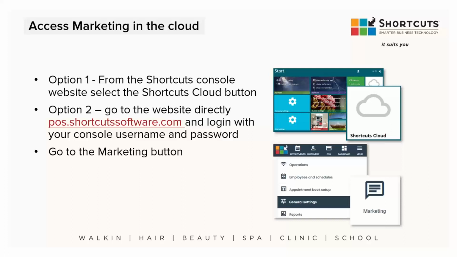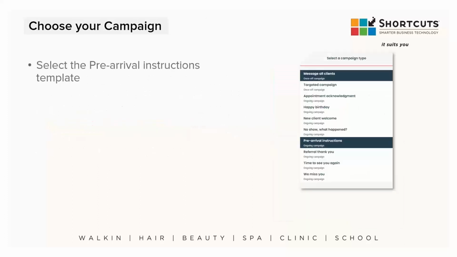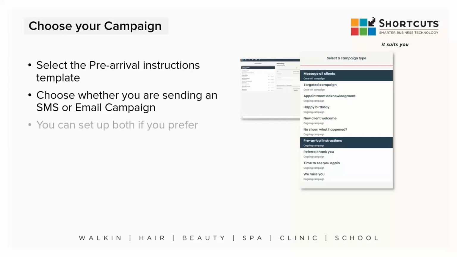And again, the marketing button is available for all tiers of customers. You don't have to be on our highest tier or even our middle tier. Everybody that uses Shortcuts, every salon, spa, barbershop, you all have access to marketing. So once you go to marketing, you've got all sorts of options here. You have your pre-arrival template, for example, but you also have your happy birthday, your we miss you, your time to see you again templates.